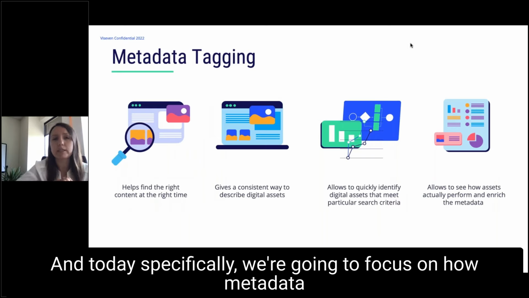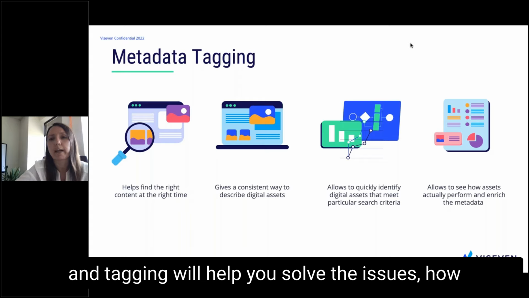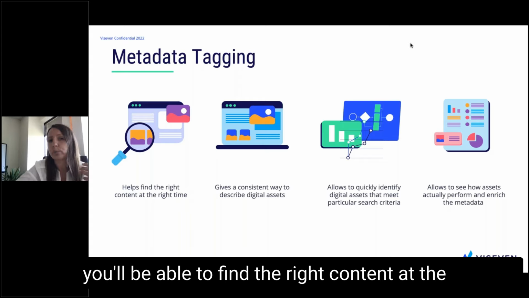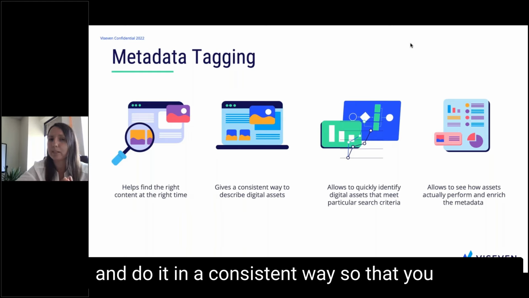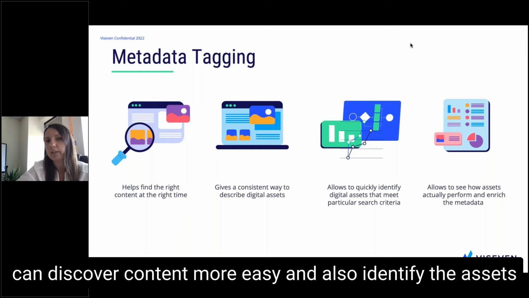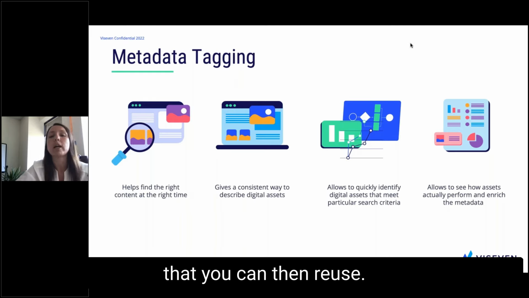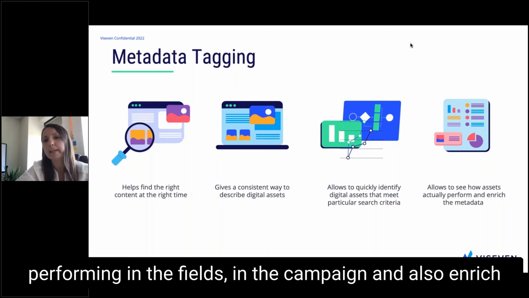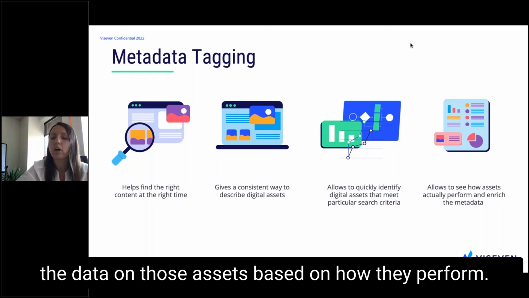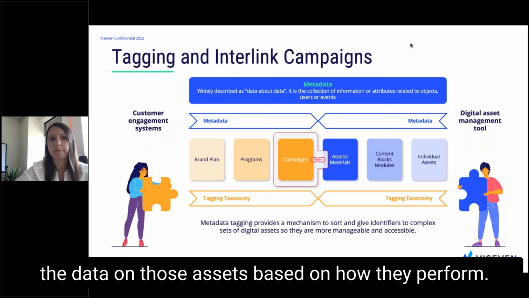And today, specifically, we're going to focus on how metadata tagging will help you solve the issues, how you'll be able to find the right content at the right time, how you can create all those naming conventions and do it in a consistent way so that you can discover content more easily, and also identify the assets that you can then reuse, but also how you can see how your assets are performing in the field, in the campaign, and also enrich the data on those assets based on how they perform.